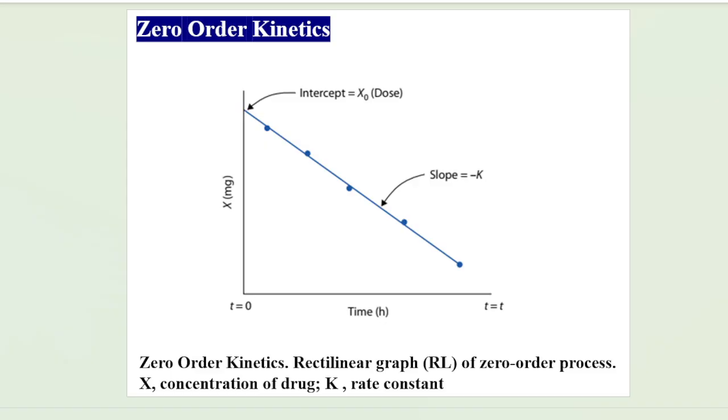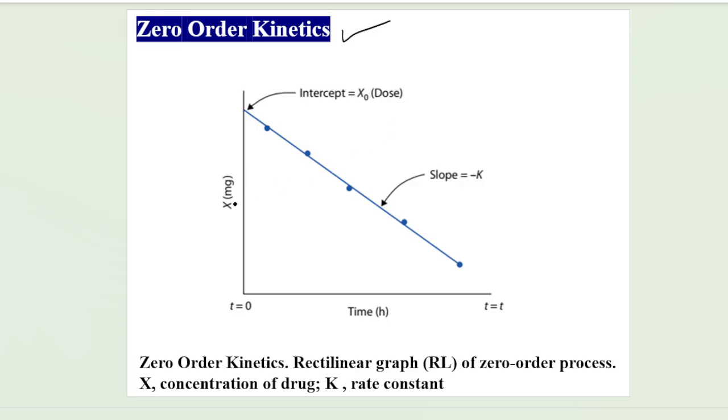Okay, so basically what we have discussed in our previous lecture is that we have two kinds of kinetics. The first one is called zero order kinetics, and another one is called first order kinetics. In case of zero order kinetics, a constant amount of drug is absorbed, or a constant amount of drug is eliminated per unit time, or per specific time.